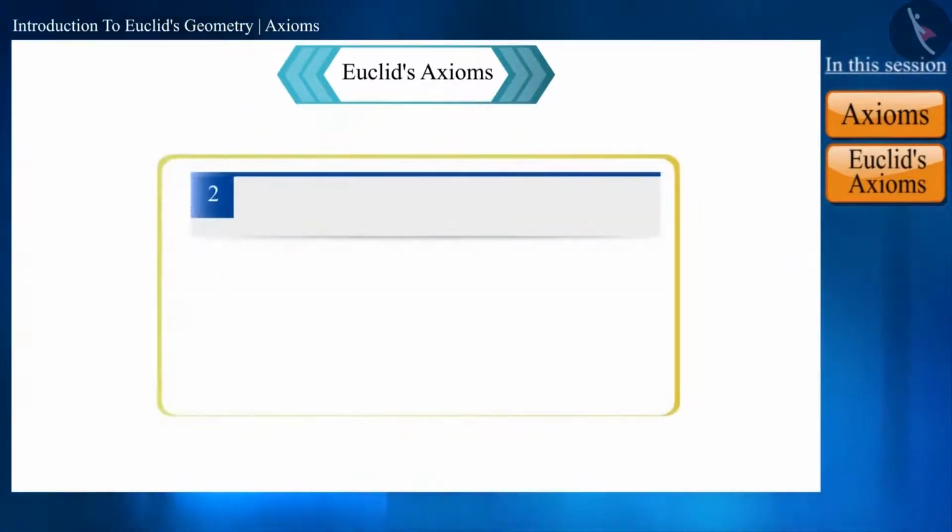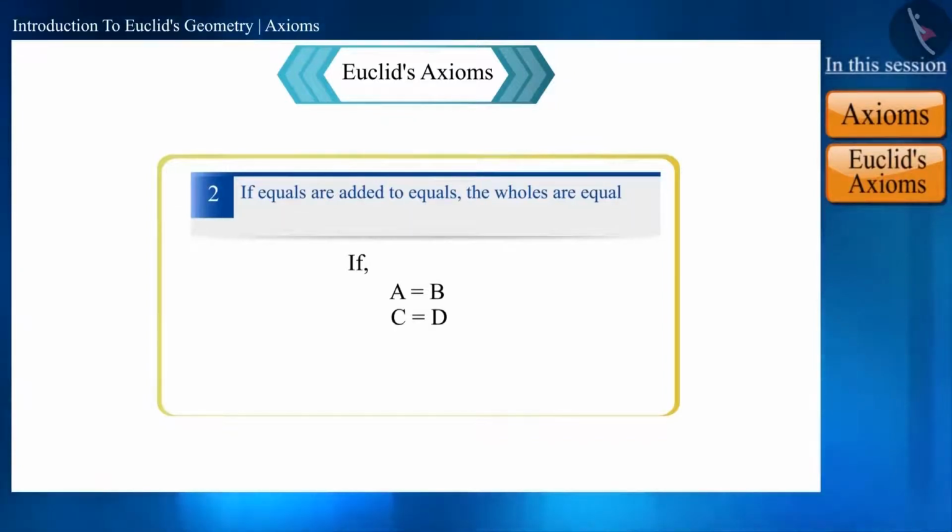According to Euclid's second axiom, if equals are added to equals, the wholes are equal. That is, if A is equal to B and C is equal to D, then if we add C to A and D to B, then A plus C will be equal to B plus D.